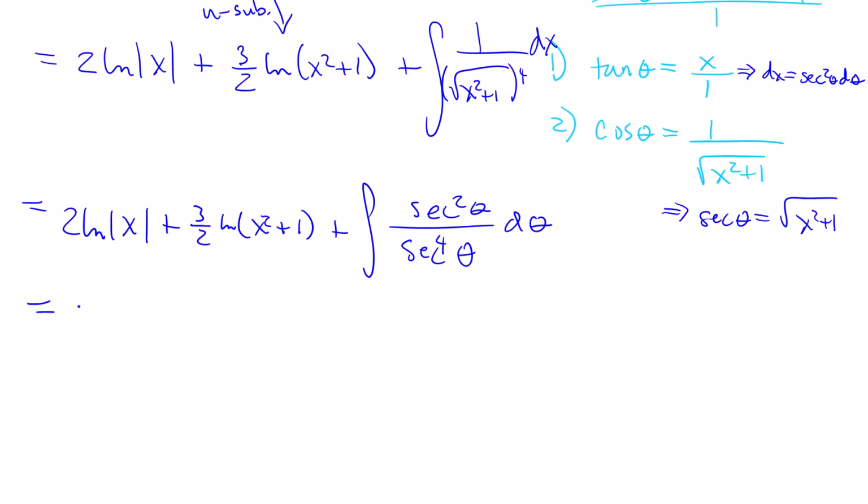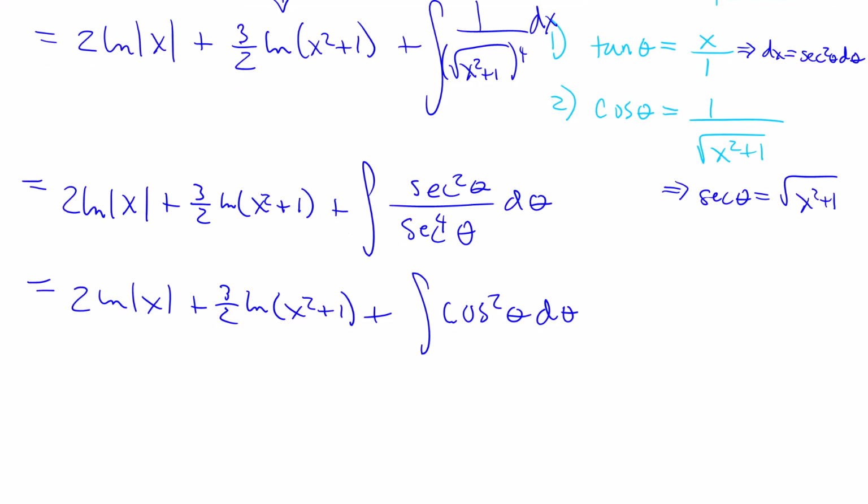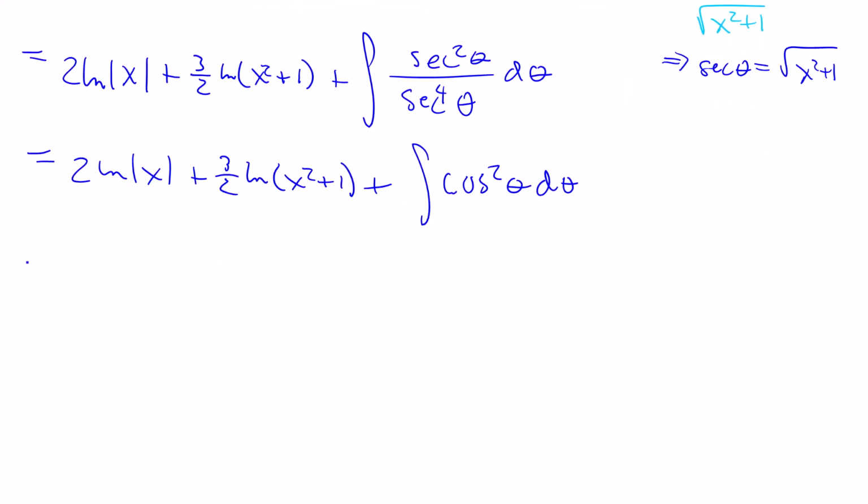So let's keep going. I'm rewriting everything here: 2 ln absolute value of x, plus 3 halves ln of x squared plus 1, plus, if we simplify this, secant squared over secant to the 4th is just 1 over secant squared, which is really cosine squared. So this is now just the integral of cosine squared theta d theta, which, if you use a power reducing, lots going on in this one, so much fun. Okay, so let's copy this down again.